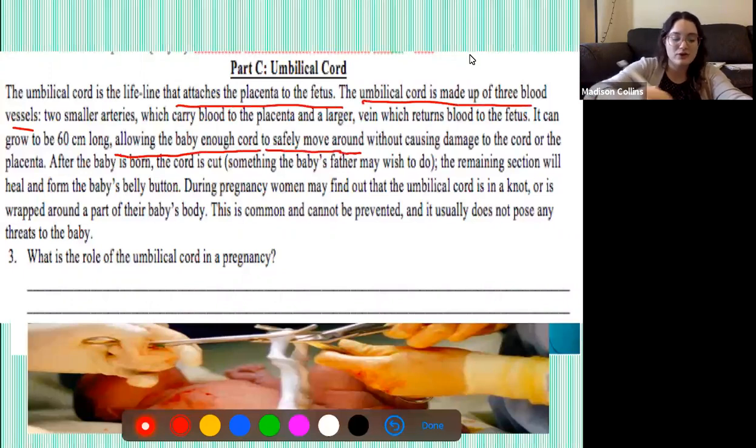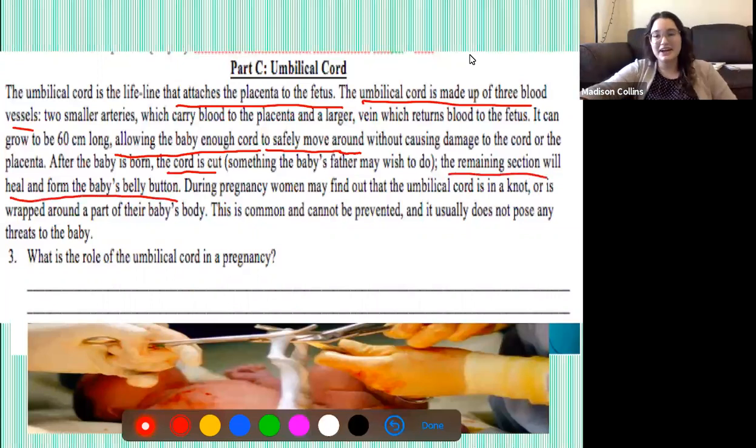After the baby is born, the cord is cut, something the baby's father or mother may wish to do. The remaining section will heal and form the baby's belly button. So your belly button on your stomach, that is where your umbilical cord used to connect to you and deliver those nutrients to you while you were still growing, which is kind of crazy. That is where all of your food and all of your nutrients and your oxygen were delivered.